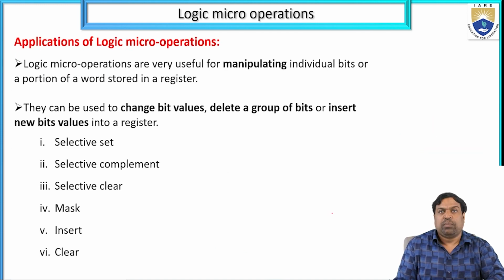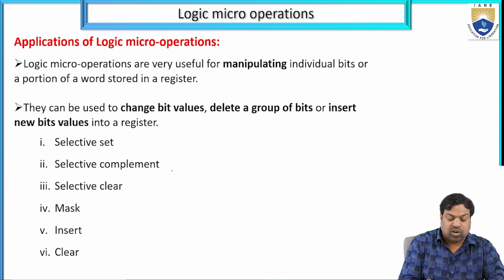And what are the applications of logic micro operations? The logic micro operations are very useful for manipulating individual bits or a portion of a word stored in a register, and they can be used to change the bit values of or delete a group of bits or insert new bits in the register. So: selective set, complement, clear, mask, insert, clear.